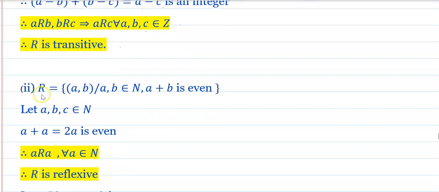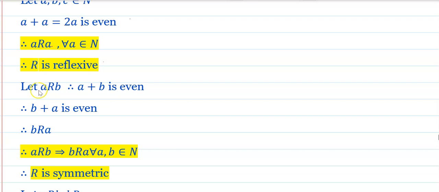Now the next, R is (A, B) such that A, B belong to the set of natural numbers and A plus B is even. A, B, C belong to N. Next, A plus A is equal to 2A. A number 2A is always even because it is multiplied with 2. Therefore, A R A for every A belongs to the set of natural numbers. R is reflexive.